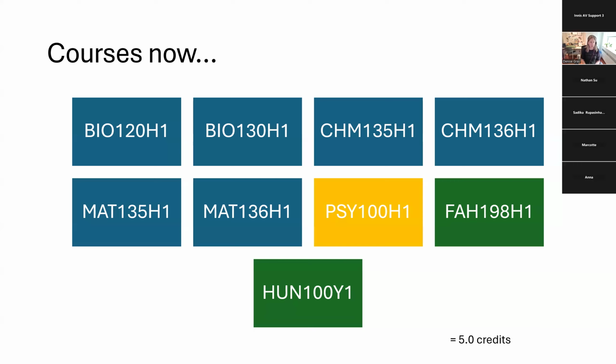Psychology, I highlighted here in yellow because it could be a program requirement. It could be something from within the life sciences I might be interested in pursuing later on down the line. And then my FAH 198, Shocking Art and Artists, is a first-year foundation course at Innis that I'm interested in. And then I'm interested in learning Hungarian as a language. So all half-credit courses except for Hungarian, which starts in September and the course ends in April.